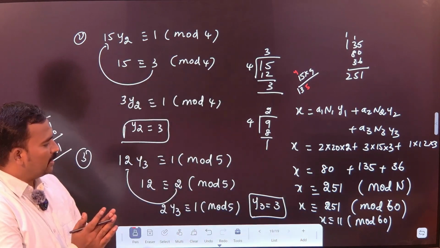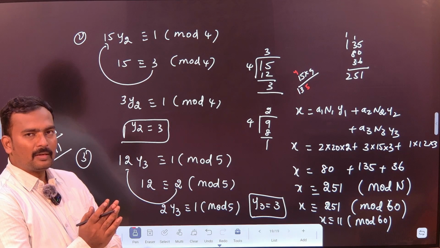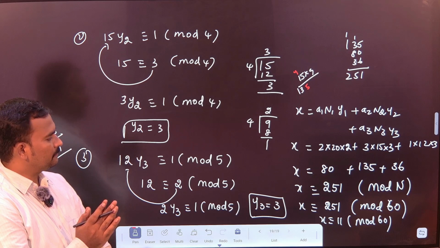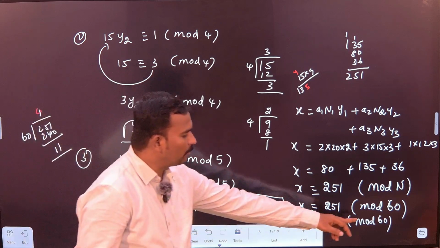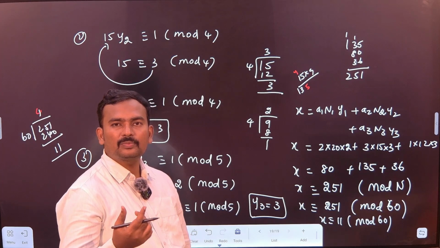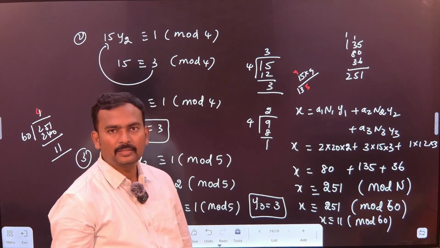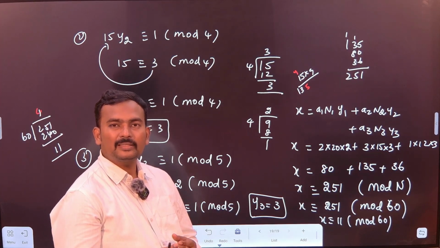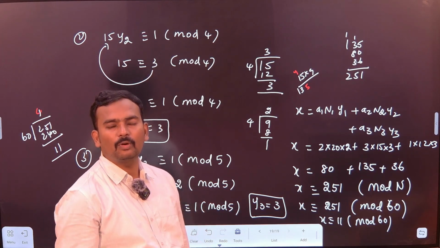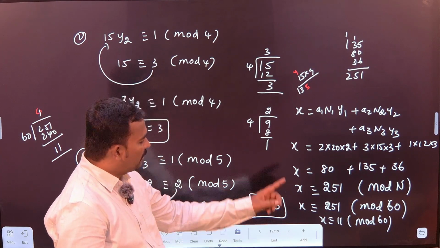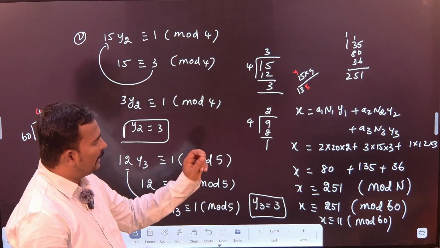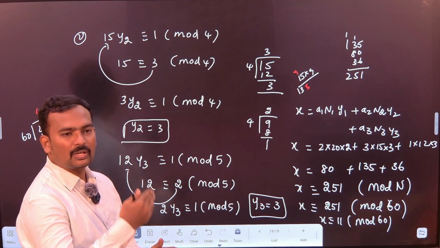When you take the unique solution, understand this, it should be modulo capital N, not modulo small n. The N is the product of the small n's, right? So that only satisfies all the congruences. That's why we are taking the product of all the small ni. So the suitable x value is 11, suitable for all the congruences.